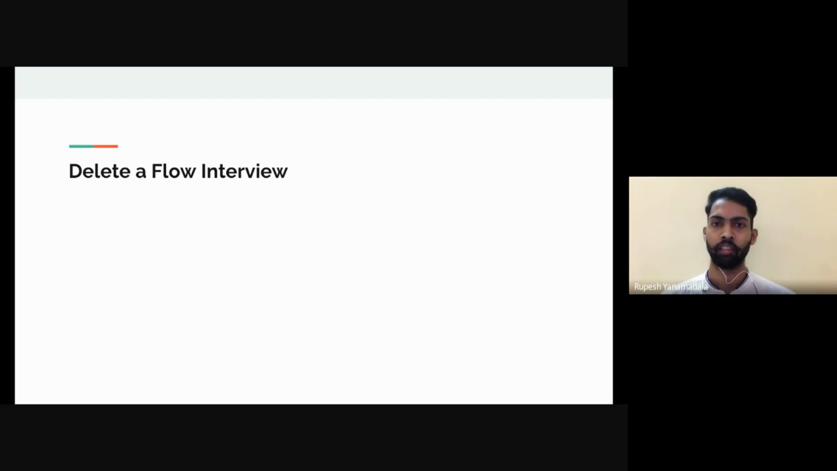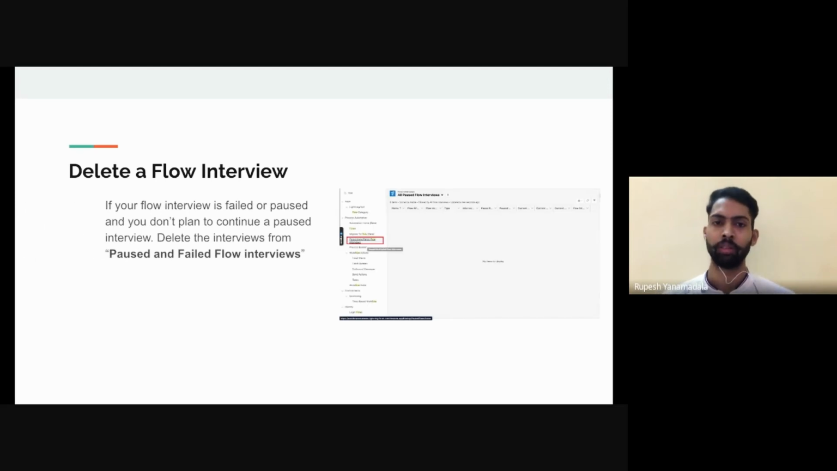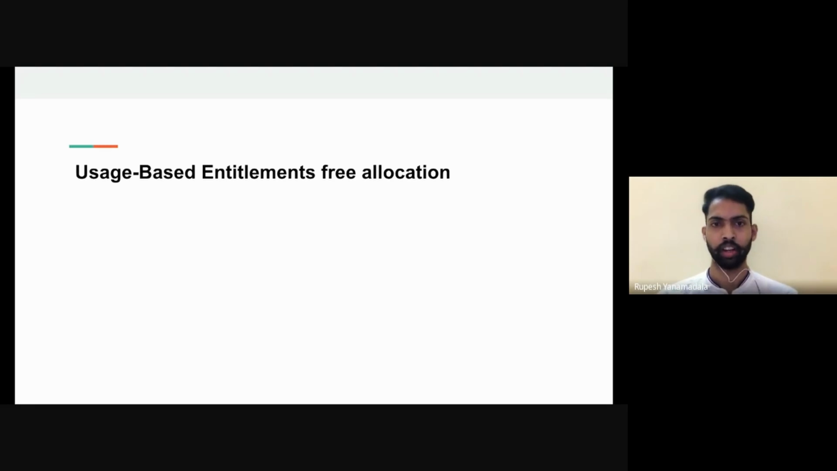So delete a flow interview. Previously I mentioned that if there is an issue, the flow might get paused or even fail. So before running another instance or interview, the paused or failed interview should be deleted. So how are we going to delete that? I'll give you a demo of how to navigate to the flow interview deletion page and usage-based entitlements.